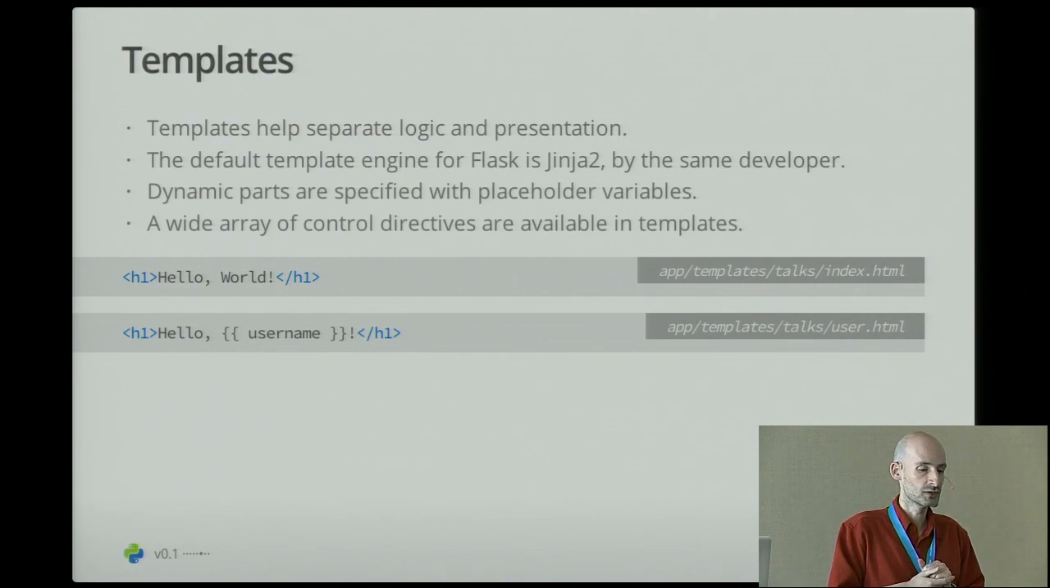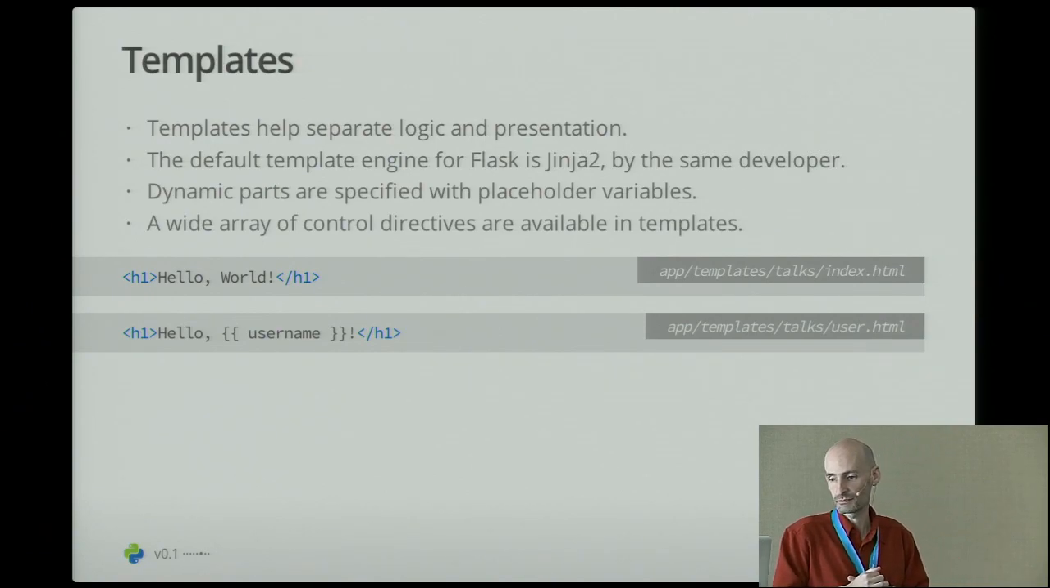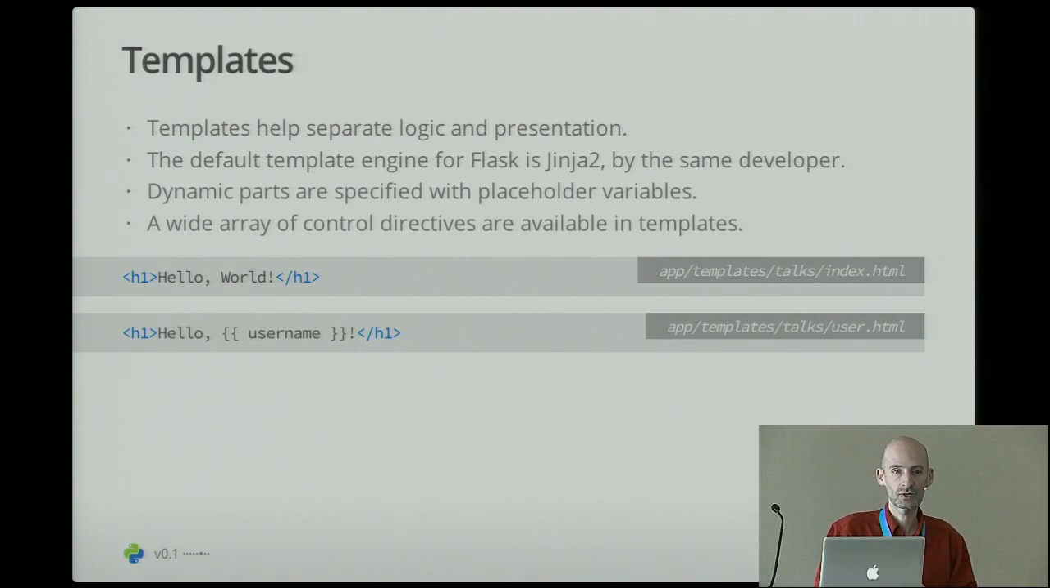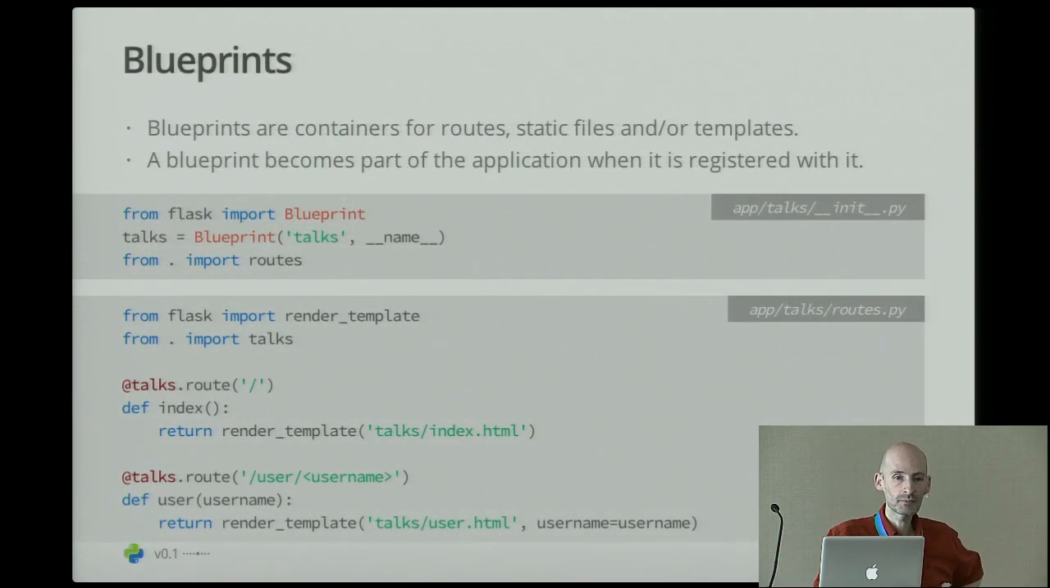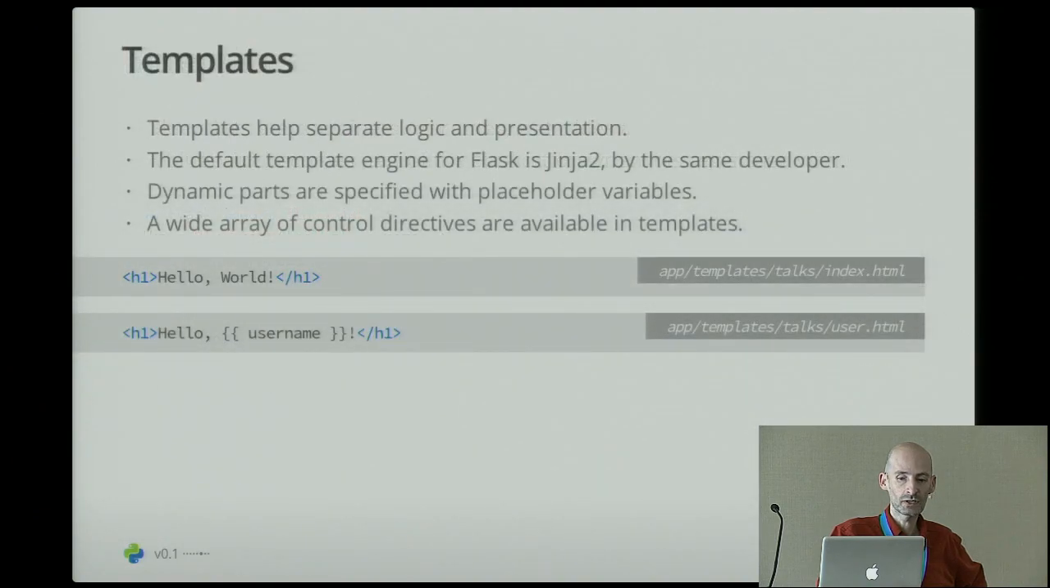Jinja 2 allows you to put placeholders in the template where you have the dynamic components. If you look at these two examples, the first one had no dynamic components, so I just write the HTML there and it's done. The second one is on that second route that took an argument, and I'm sending that. If you look at the bottom here, when I call render template, I'm sending that argument to the template, and then Jinja 2 will take that name and replace my placeholder.